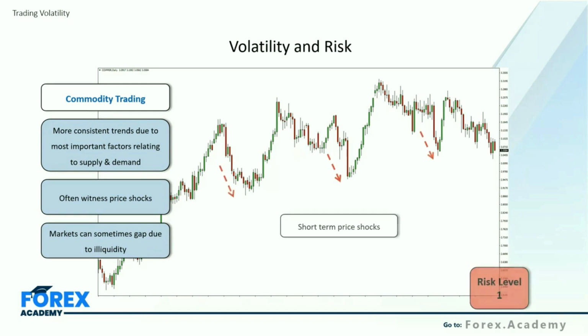We can see that we have some short-term price shocks, and events like these that may occur in the market causing these gaps will actually add volatility to the market and actually increase the risk. But given the structure of a commodity's supply and demand function, we could hypothetically classify this financial asset as a risk level 1 asset, given the volatility is much less than other assets.